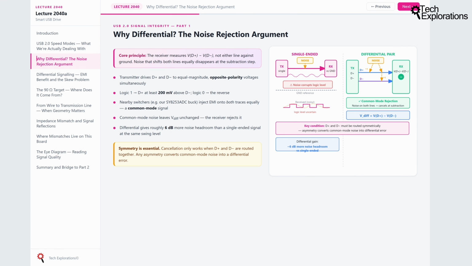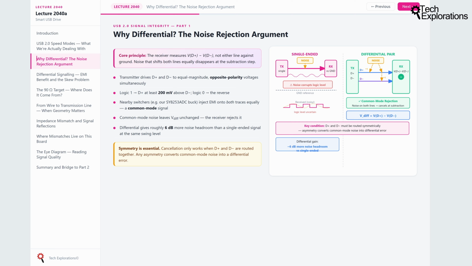USB transmits data using a differential pair. The transmitter drives D+ and D- simultaneously to equal magnitude, opposite polarity voltages. When D+ is high, D- is low, and vice versa. The receiver doesn't measure either line against ground. It measures the difference of the voltage between D+ and D-. A logic 1 is defined as D+ at least 200 millivolts greater than D-. A logic 0 is the opposite.